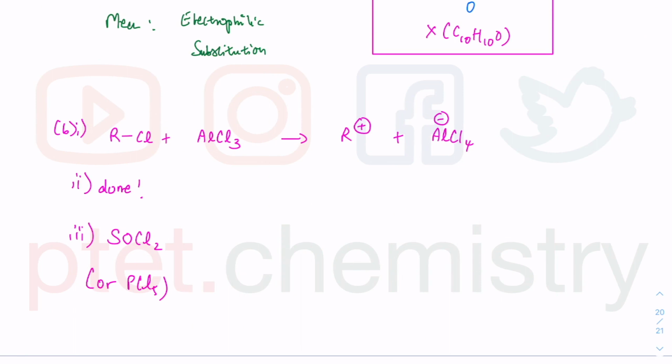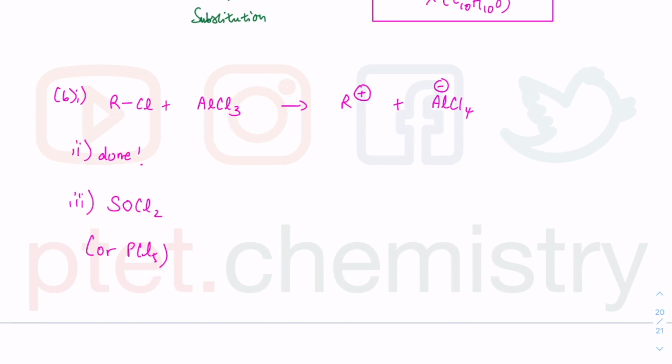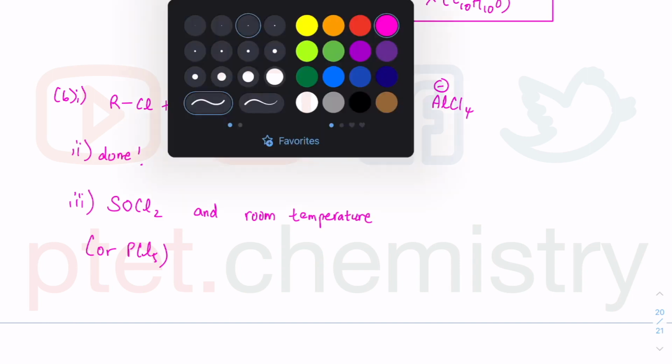What is interesting is they also want the condition. So you've got to say the condition and not just the reactant, and you do this reaction at room temperature because they are very, very exothermic.